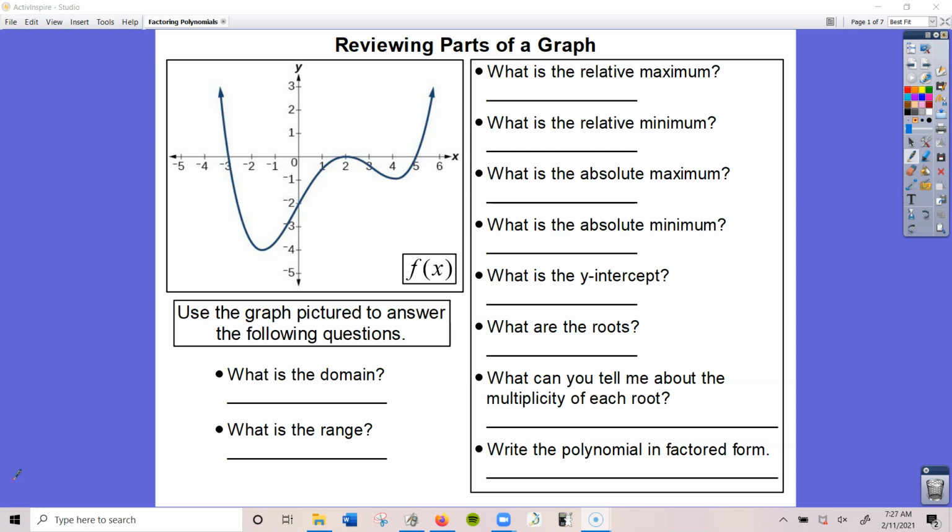Hello everyone. Today we're going to look at how to factor polynomials. Before we factor, let's go ahead and review a couple of things.